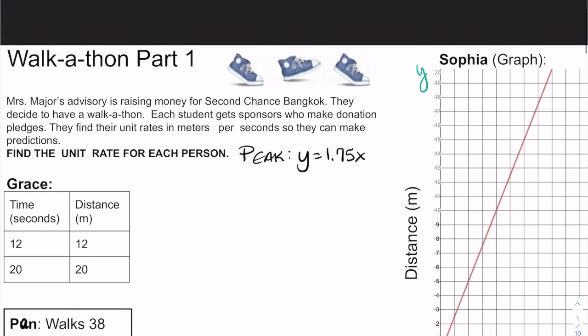Today we are on day 3 of our proportional and linear relationships unit. So the first thing that I would like for you to do is find the unit rate for each person. Grace is represented in the table, Pun is represented as a situation, Peak is represented as an equation, and Sophia is represented in the graph.